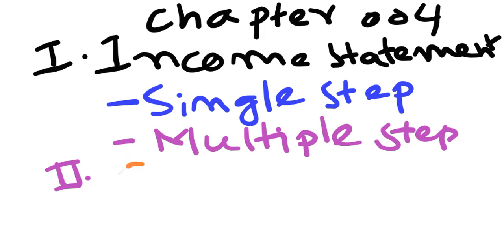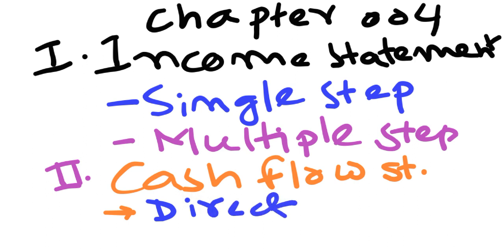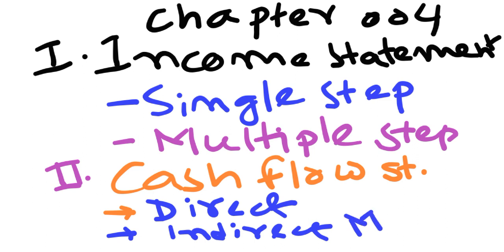Cash flow statement, and there are two types of cash flow statement. Number one is the direct method, and number two is the indirect method. Okay, these two. And now let's discuss the income statement.